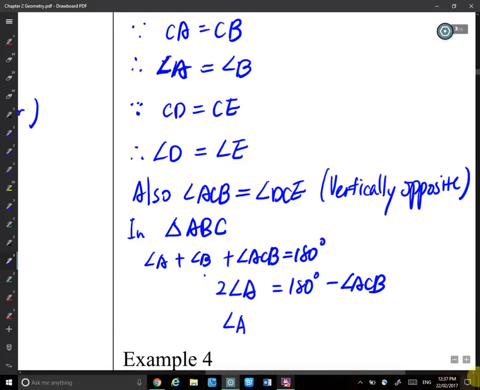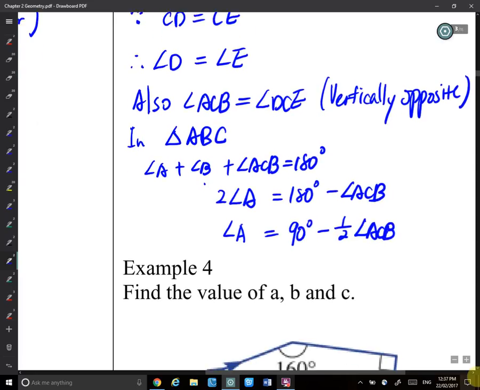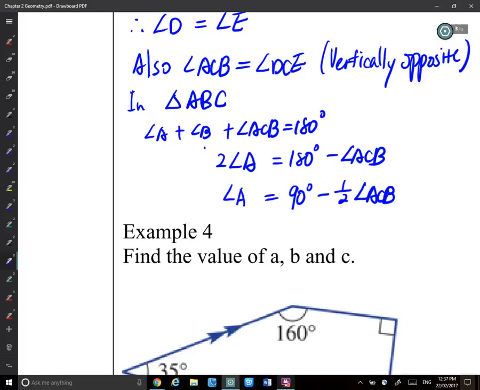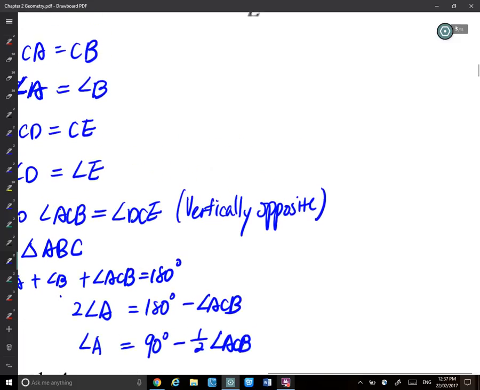So what does angle A equal? That equals 90 degrees subtract a half of angle ACB. So you subtract that angle and you divide by 2. So A equals 90 degrees subtract a half of angle ACB. Okay.